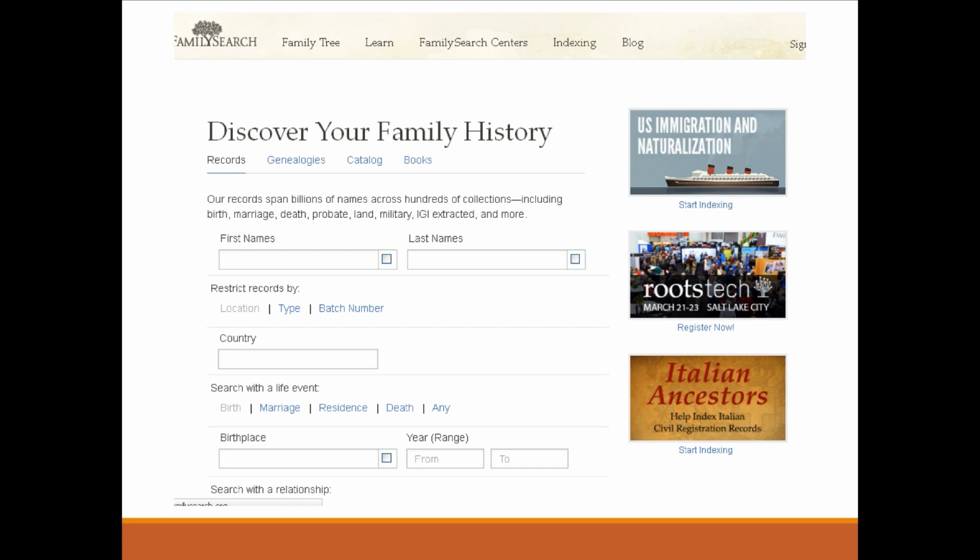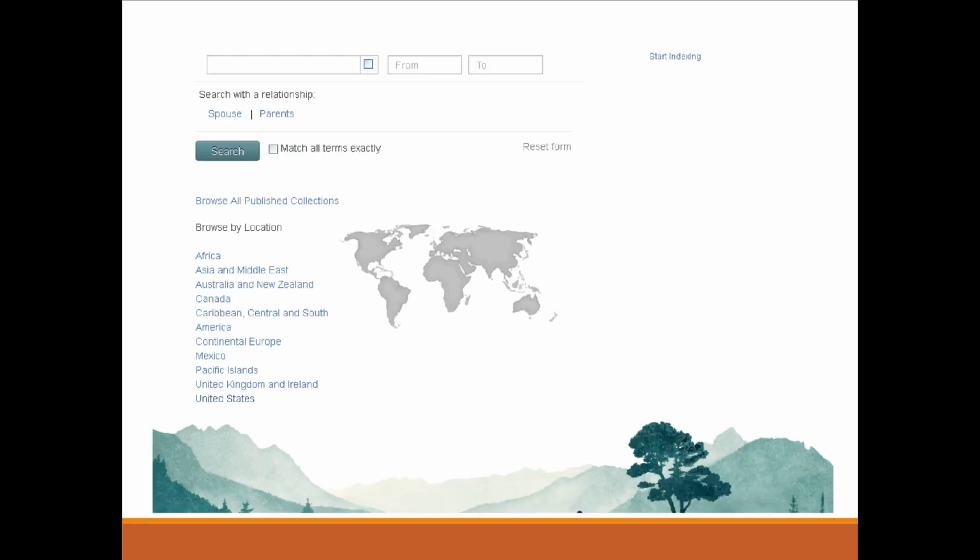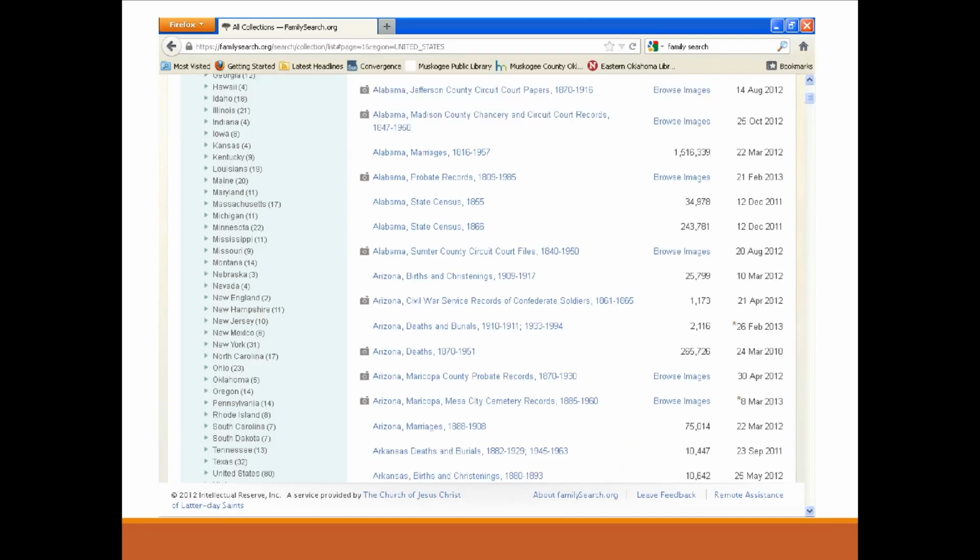But they also have thousands and thousands of books, and they're digitizing them, and they're putting them all online. And you can sit in your pajamas and read huge books that are 200 years old. So I like to go in through the map, and then I like to go to the United States, and then go to the state.